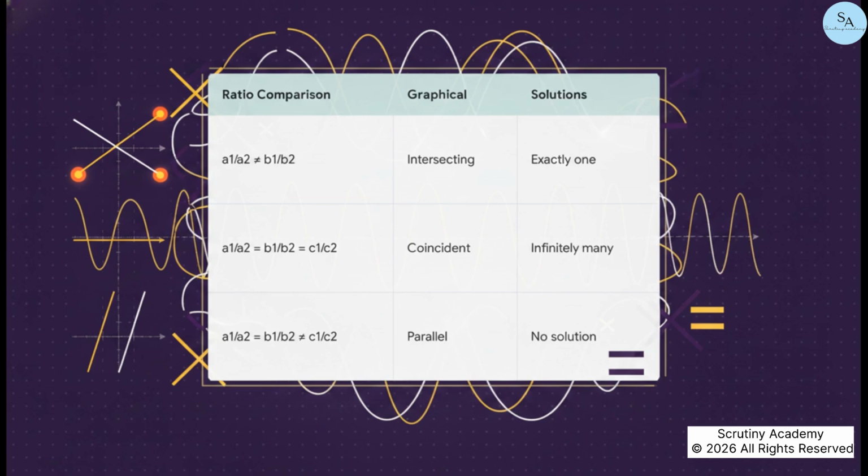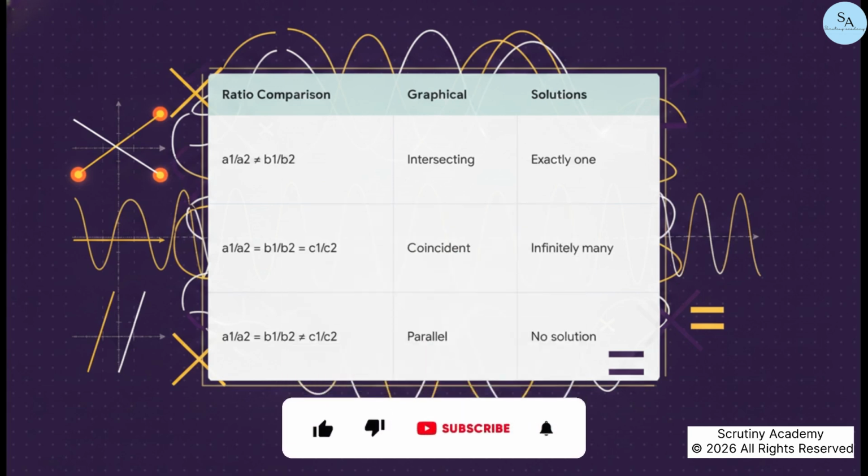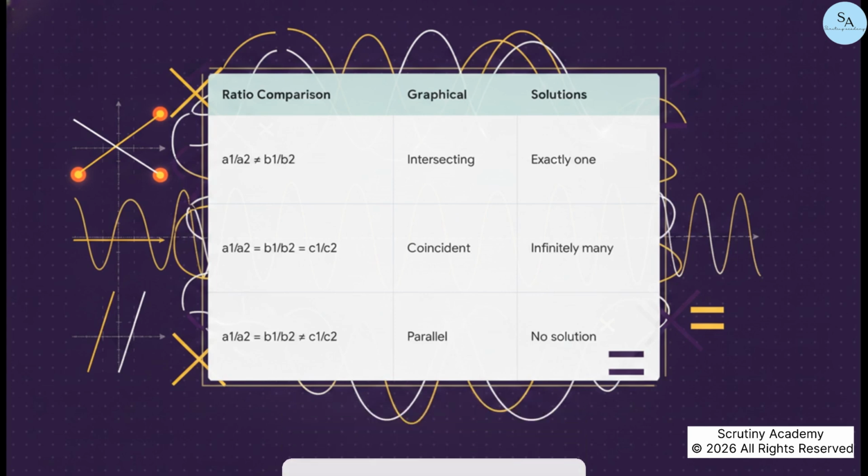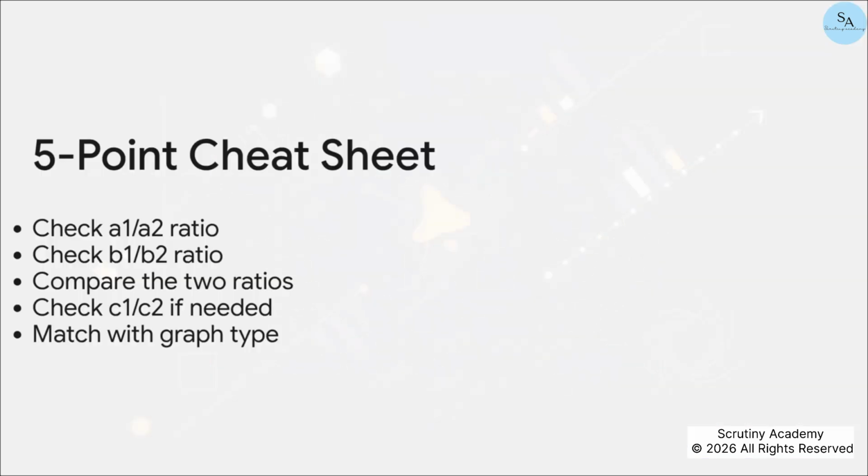If the ratio of the a's doesn't equal the ratio of the b's, the lines are going to intersect. One solution. If all 3 ratios are exactly the same, it's literally the same line sitting right on top of itself. Infinite solutions. And if the a's and b's match, but the c's don't, the lines will be parallel. Absolutely no solution. So here is your 5-point cheat sheet.